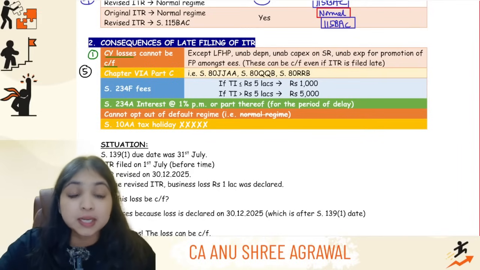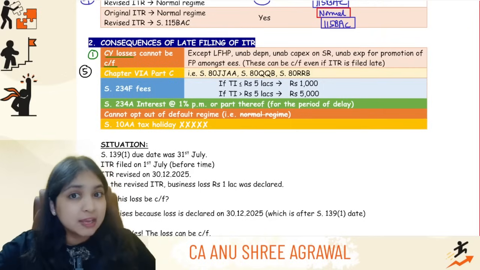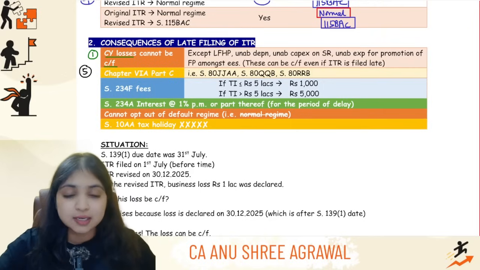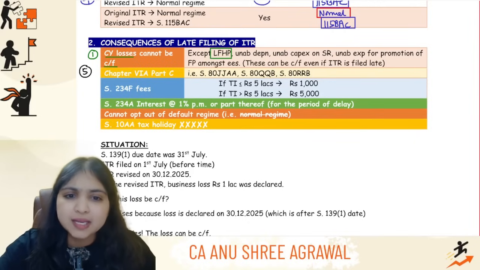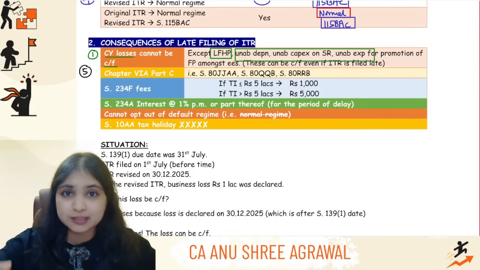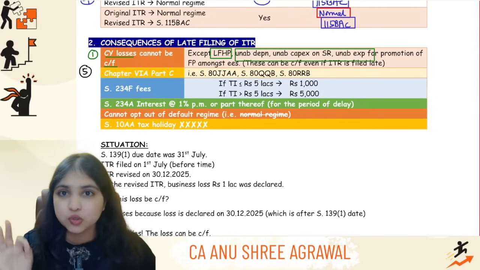Loss from house property, your unabsorbed depreciation, unabsorbed capex on scientific research, unabsorbed expenditure on promotion of family planning, all this you can still carry forward. Even if you file ITR late, all this you can still carry forward. So loss from house property, unabsorbed depreciation and all this you can still carry forward. Other current year losses you can't carry forward.